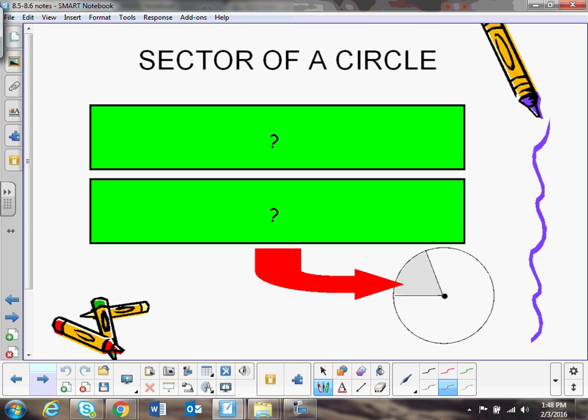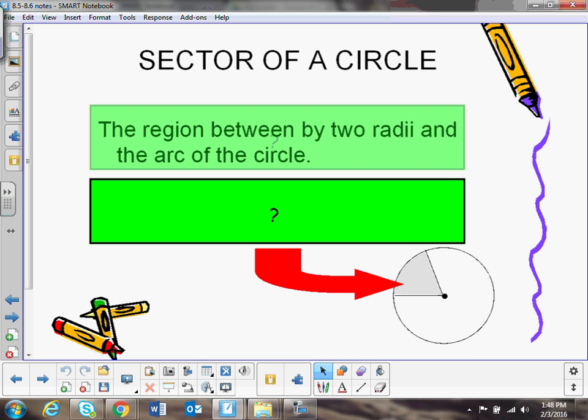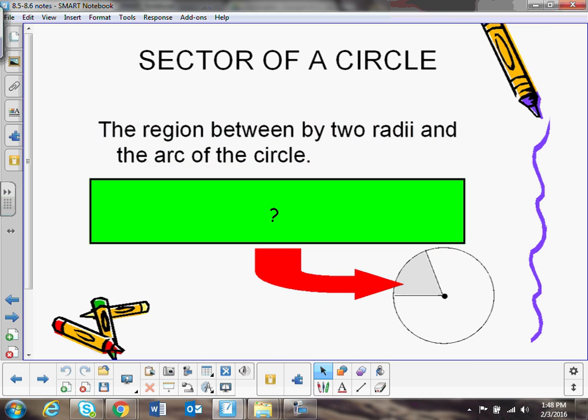Okay, first part is called sector of a circle. If you hear me say somebody's sector, know what I'm talking about. If the problem on the paper says find the area of the sector, know what they're talking about. A sector is the region between two radii and the arc of a circle.